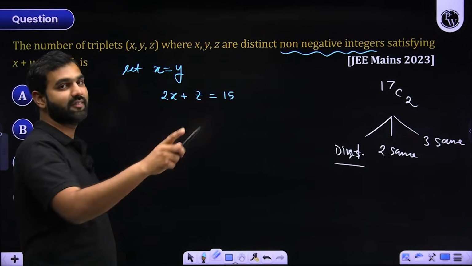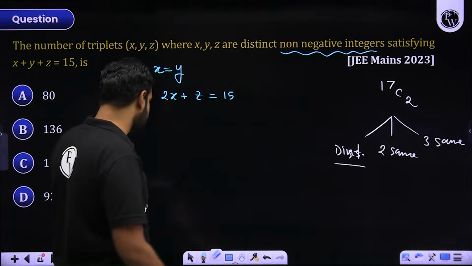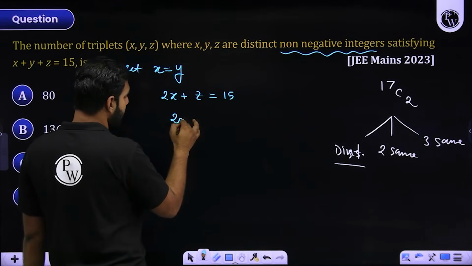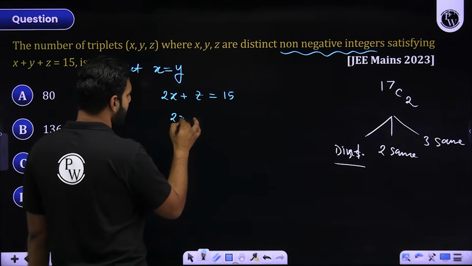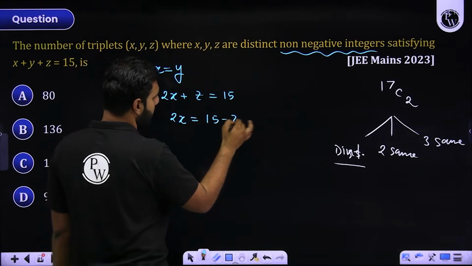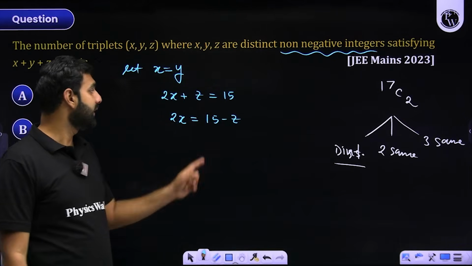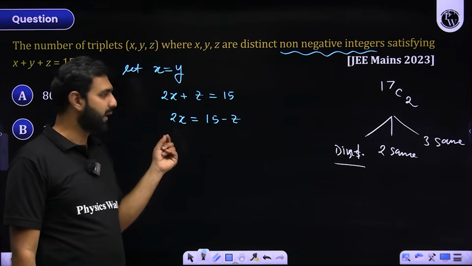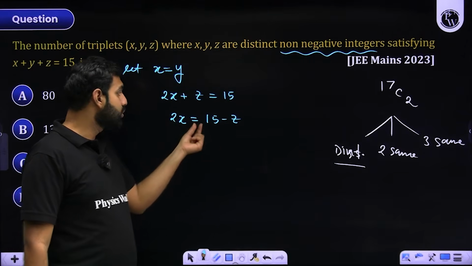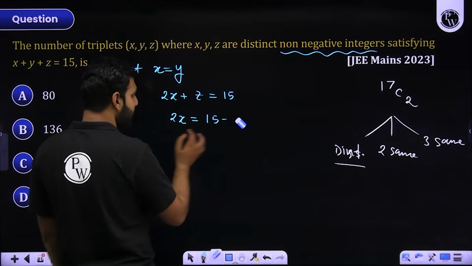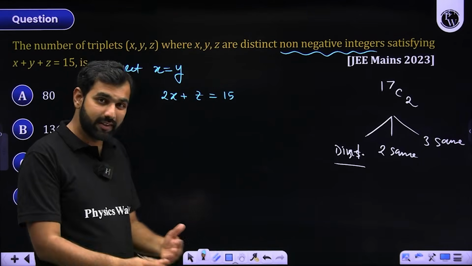Let's think vice versa. Vice versa means, can I not say that here 2x would have been 15 minus z? I hope you're understanding it. What does it mean? It means that here, in order to keep this 2x, in order to have this x, you should have an odd value of z only. Third case, if you are not getting this particular fact, I'll give you a third scenario as well.